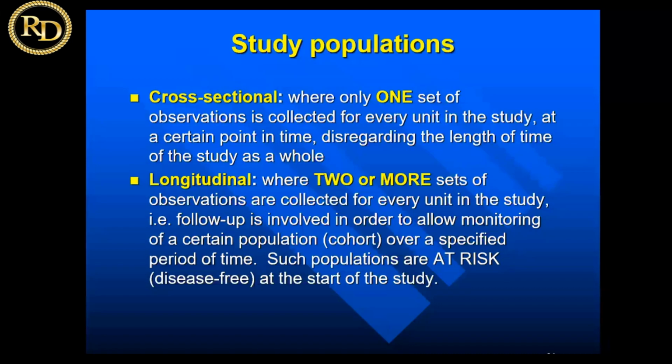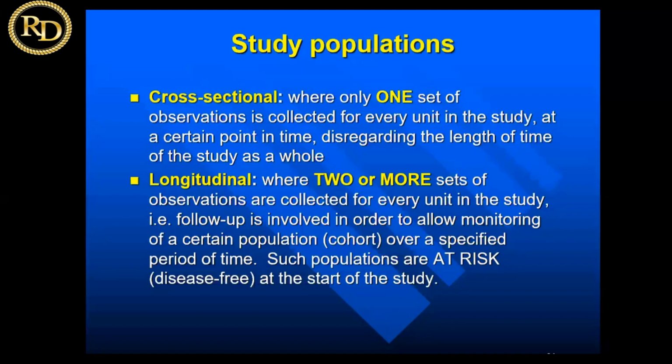In this, follow-up is also required. They are very difficult to conduct. They are very challenging because there are a lot of dropout factors coming in. Longitudinal is where 2 or more sets of observations are collected for every unit in the study. So it can be a cohort study over a specified period of time. Such populations are at risk and disease-free at the start of the study. Most of the time it's disease-free.